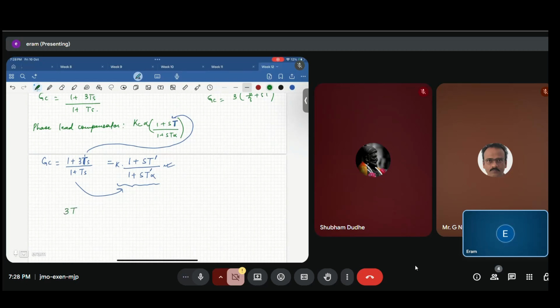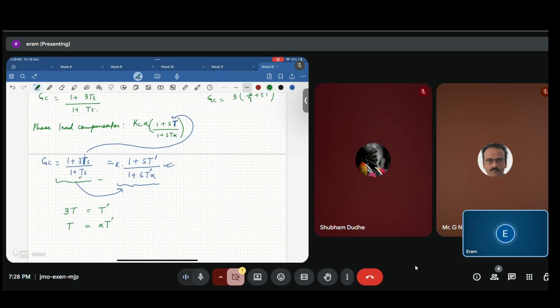We can say that this 3t is equal to some t dash, and this t is equal to alpha t dash. Can we do that? So this transfer function was given to us.